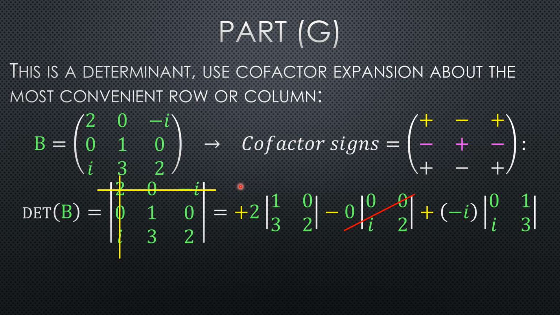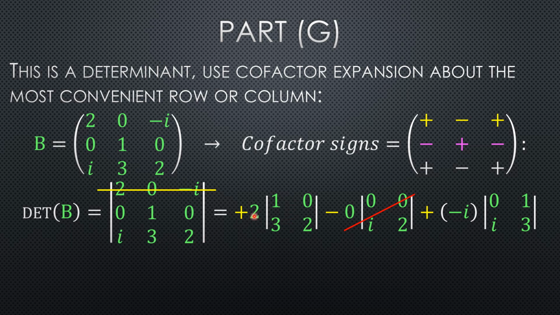Now, when we're trying to find the cofactors, these are subdeterminants. And to find the subdeterminants, we cross out the first row, first column, and this is our multiplier. So we have our multipliers of 2, 0, and negative i. 2, 0, negative i. And whenever we cross it out, whatever's left over is the subdeterminant. So we get 1, 0, 3, and 2. That's what we see here.